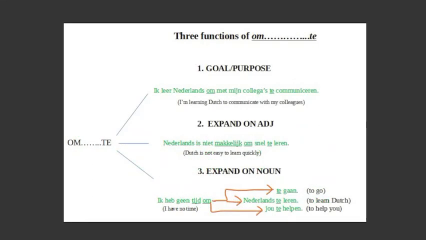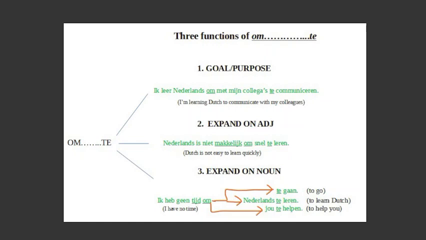Moving on to the topic "om te". These two words together can be another translation for the English word "to" as well. There are three kinds of cases that you should know when we use this combination "om te". The first case is where you express a purpose or a goal, as in the example sentence: Ik leer Nederlands om met mijn collega's te communiceren.